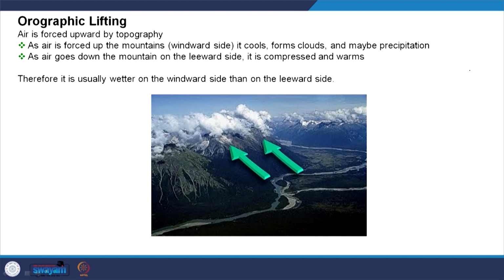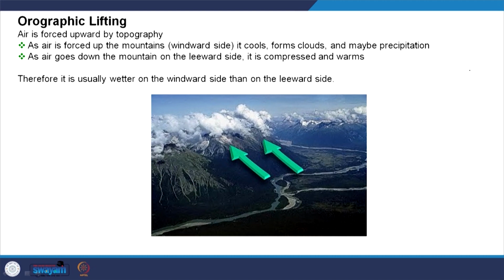As it is rising, you can understand, ultimately it starts to experience lesser and lesser amounts of pressure on the surface of this air parcel, and since the pressure is going to be less, the molecules will try to expand, occupying more volume, and more volume leads to the idea that the temperature will decrease as a result of the work done by the molecules, resulting in the net loss of internal energy, reflecting in the decrease of the temperature inside the air parcel. So, as the air is forced up the mountains, on the windward side it cools and forms clouds, and it may also lead to precipitation sometimes.